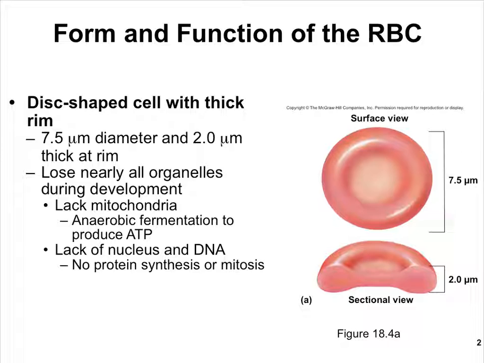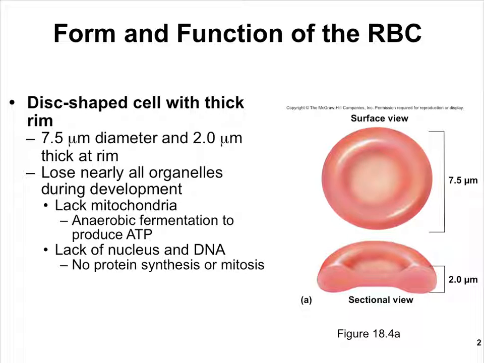So the red blood cell has a few important features in order to make sure that it can transport the most oxygen possible. First off, the red blood cell is basically just a sac for hemoglobin. Once they are made, they cannot reproduce. They cannot even make more proteins. Once they're made, they're just a sac of hemoglobin. So they lack all internal organelles. They lack mitochondria. Any energy that they need, they have to get through anaerobic fermentation.